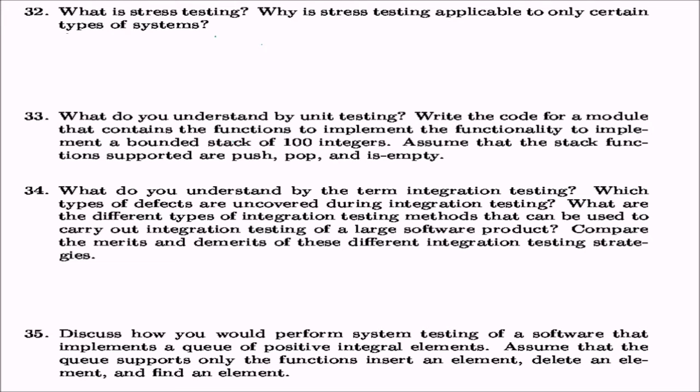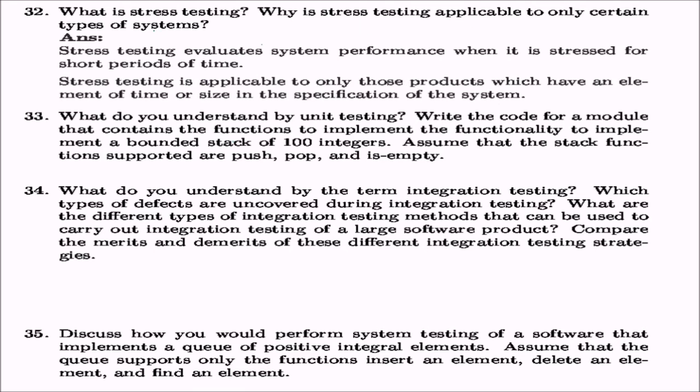What is stress testing and why is stress testing applicable to only certain types of system? See, stress testing evaluates the performance when it is stressed for a short period of time. Means the load or the performance is checked after putting all the pressure on the system. So stress testing is applicable only to those products which have an element of time or size in the specification of the system.